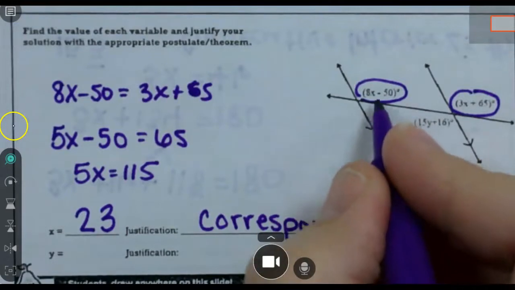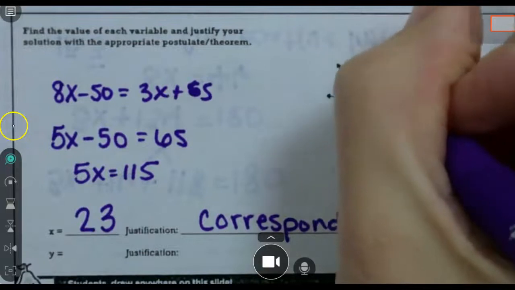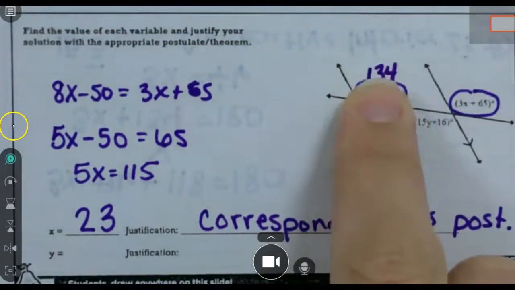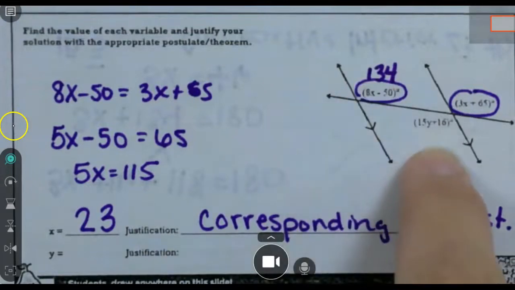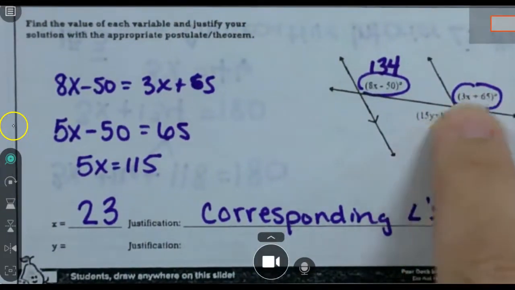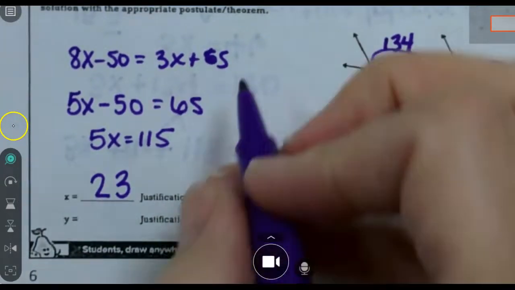If I plug it back into here, let's go 8 times 23, and then minus 50 is 134. So if I put a 134 here in my picture, I'm going to say 134 equals 15y plus 16, and call those alternate interior angles. I could also plug it back in here and use vertical angles. It just depends on where you put your 134 into the picture.